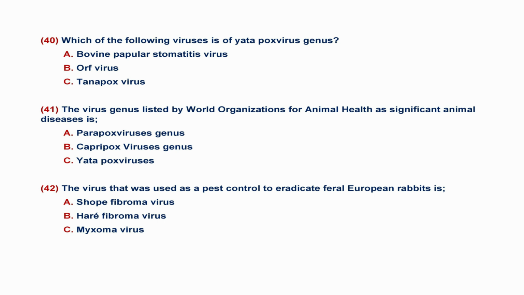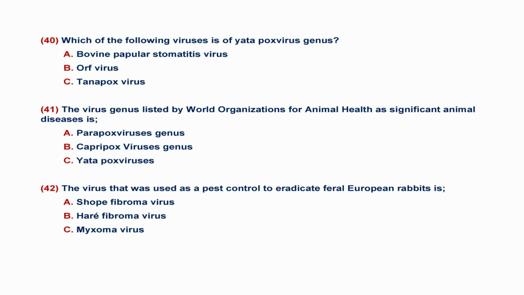The swinepox virus is the only member of the Suipox virus genus, and swine are the only host for this virus. Members of the Leporipox genus cause infections in squirrels, hares, and rabbits. In Australia, myxoma virus was used as pest control in 1950 to eradicate feral European rabbits. Primarily, the transmission of Leporipox virus occurs through mosquitoes, although other biting insects such as fleas can also transmit Leporipox virus. The myxoma virus, Shope fibroma virus, squirrel fibroma virus, and hare fibroma virus are of the Leporipox virus genus.